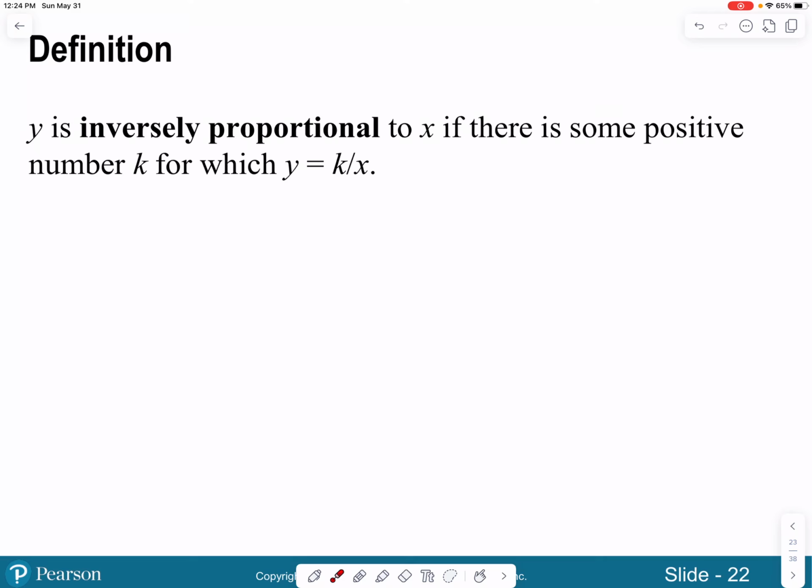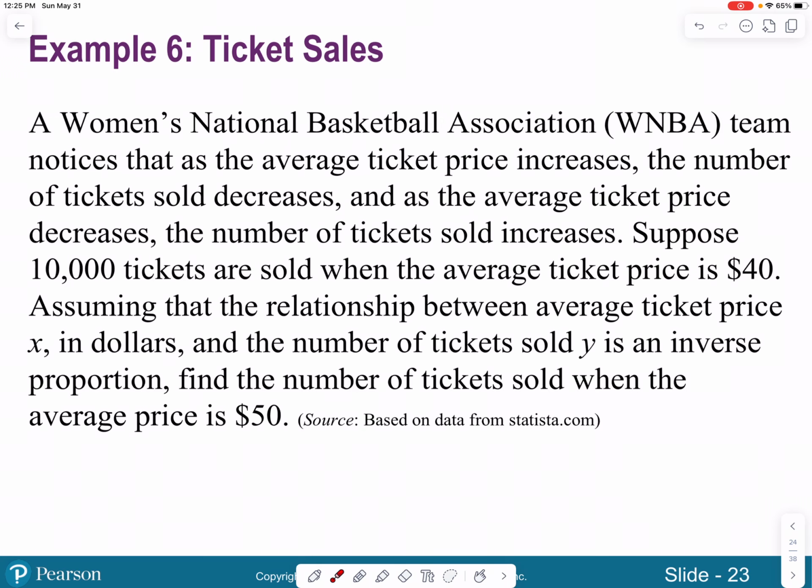Okay, so now we want to explore inverse proportionality. y is inversely proportional to x if there is some positive number k for which y equals k divided by x. So before, something was proportional, like y was proportional to x, and that showed up as y equals k times x. I think the book may have used m times x or something. Same deal. But for inversely proportional, now we say y equals k divided by x.